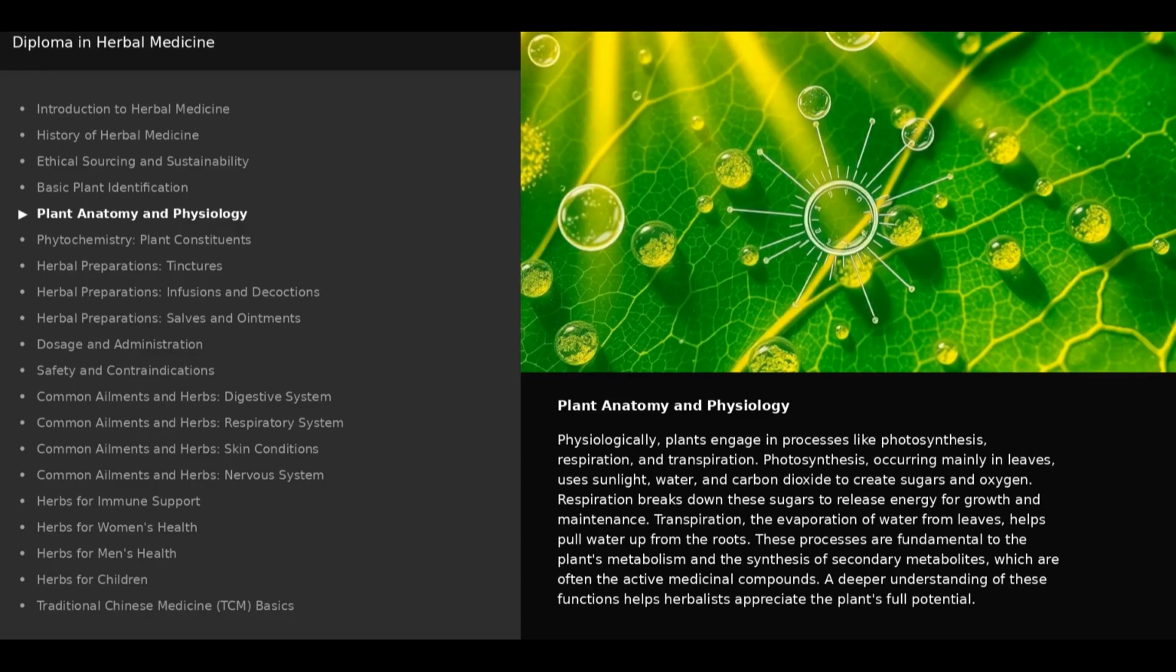Physiologically, plants engage in processes like photosynthesis, respiration, and transpiration. Photosynthesis, occurring mainly in leaves, uses sunlight, water, and carbon dioxide to create sugars and oxygen. Respiration breaks down these sugars to release energy for growth and maintenance. Transpiration, the evaporation of water from leaves, helps pull water up from the roots. These processes are fundamental to the plant's metabolism and the synthesis of secondary metabolites, which are often the active medicinal compounds. A deeper understanding of these functions helps herbalists appreciate the plant's full potential.